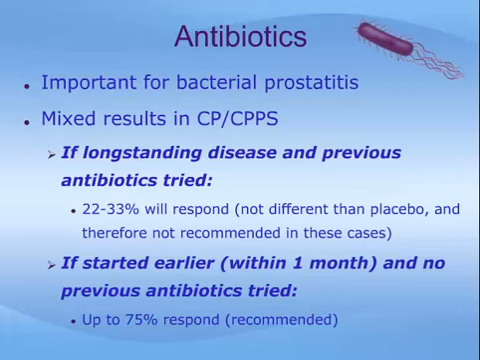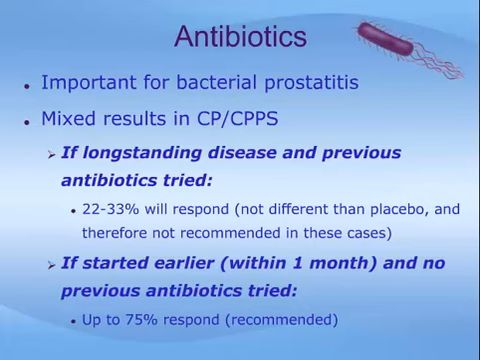Antibiotics are the key to treatment of acute and chronic bacterial prostatitis. In CP-CPPS, they have had mixed success. If long-standing disease is present and previous antibiotics have been tried, then further antibiotic treatment is not recommended, as only 22 to 33% will respond, which is not different than the response to placebo.